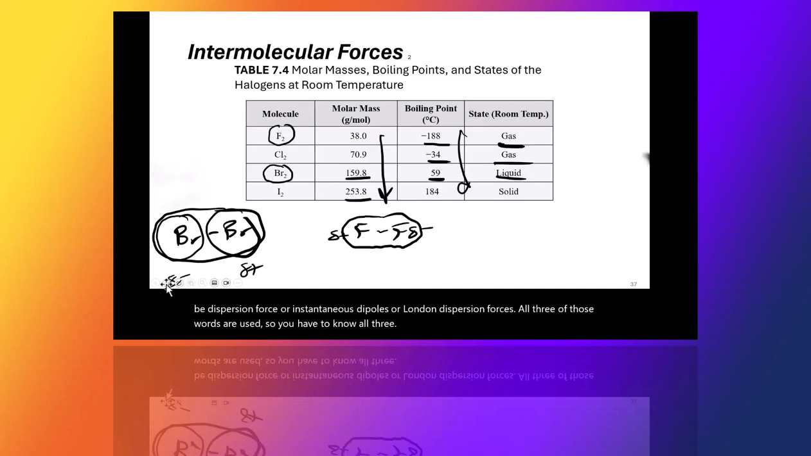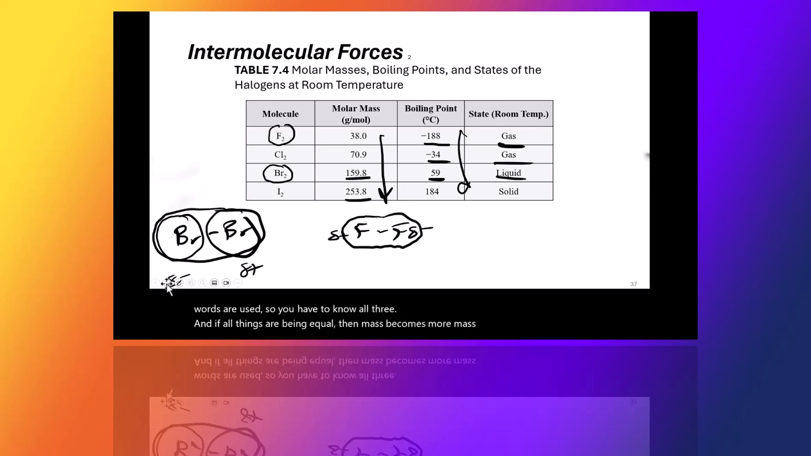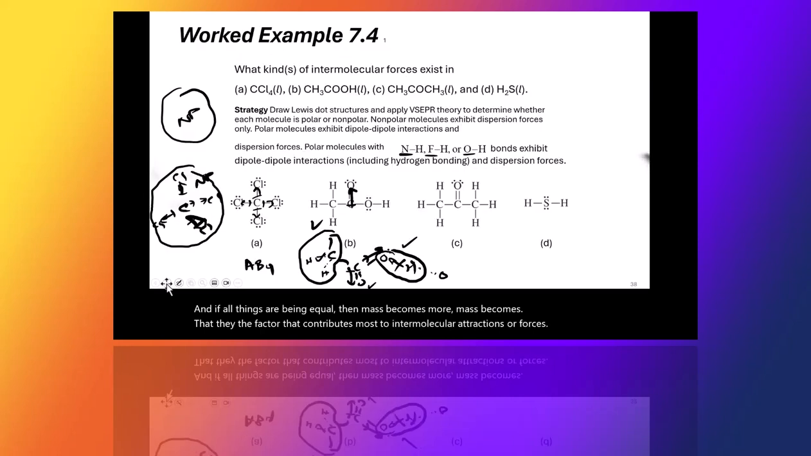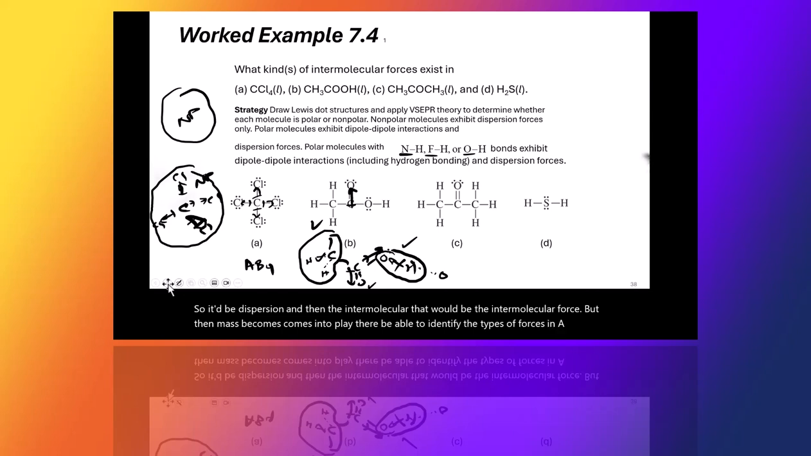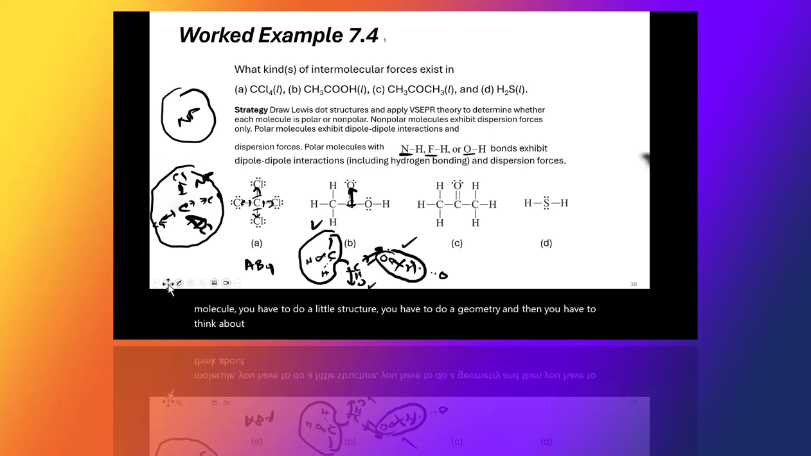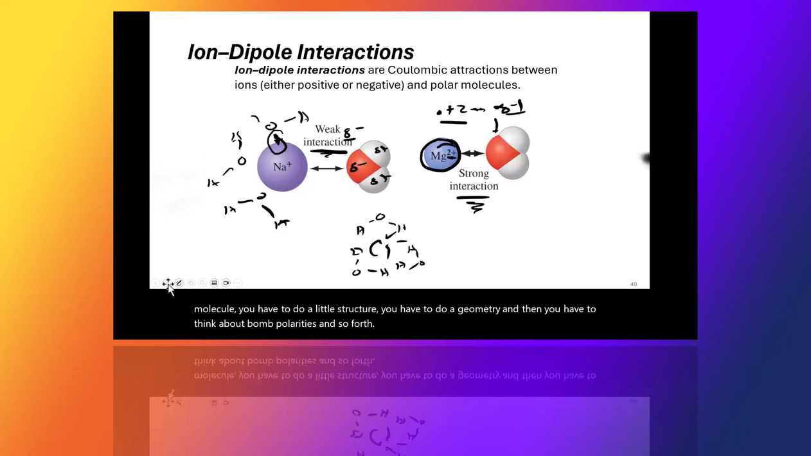And if all things are equal, then molar mass becomes the factor that contributes most to intermolecular attractions or forces. So it would be dispersion as the intermolecular force, but then mass comes into play there. To be able to identify the types of forces in a molecule, you have to do a Lewis structure, you have to do a geometry, and then you have to think about bond polarities and so forth. And then ion dipole interactions.